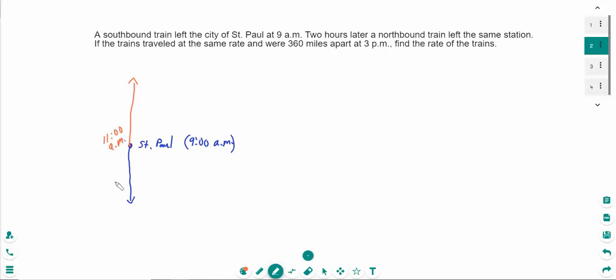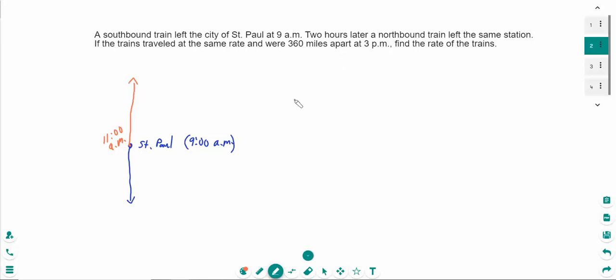Okay, so we're just kind of drawing a picture here of what's going on. All right, now what do they want to know? They want to know if the trains traveled at the same rate. So that's important. They're traveling at the same speed. And they were 360 miles apart at 3 p.m. Find the rate of the trains.